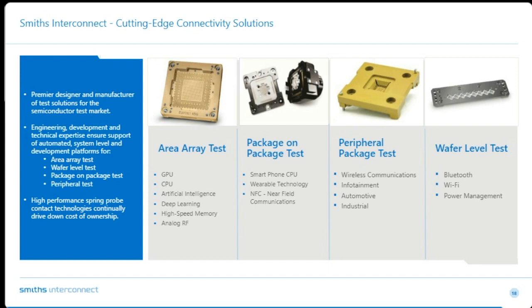And finally is our wafer level test product. This is our Volta product line. We can test down to 180 micron pitch with a vertical spring probe. This can be up to 32 sites, and we're starting to see more and more applications in this product line, and I hope that we have a future webinar around the Volta product line.